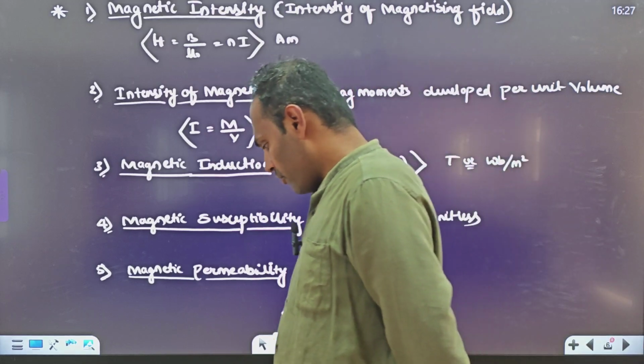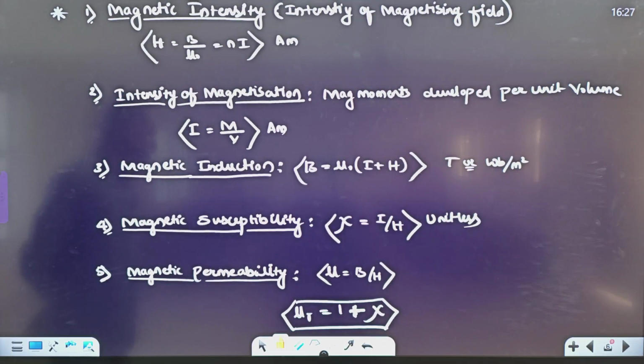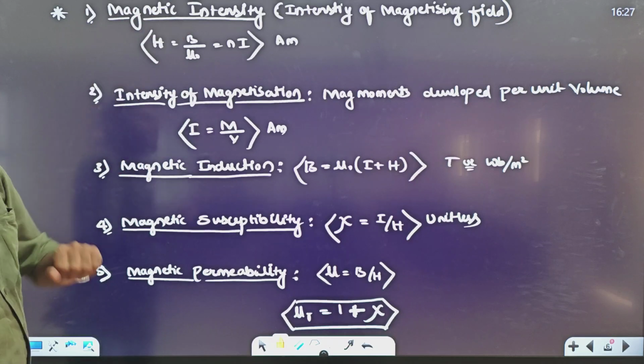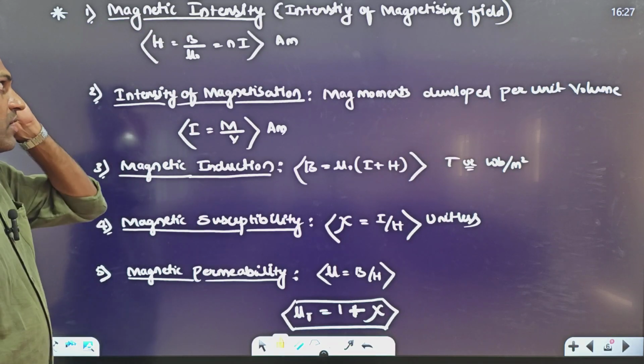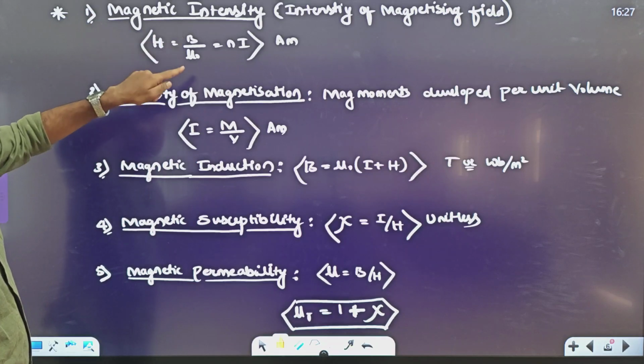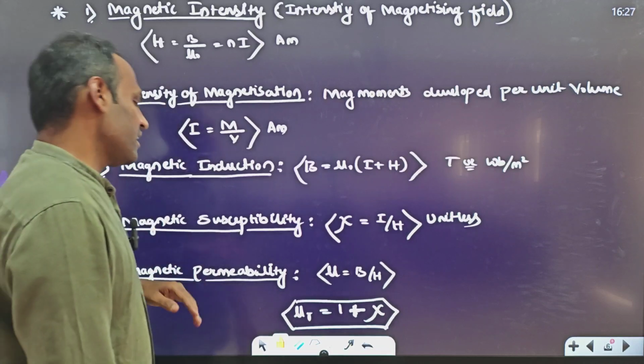See, before going to magnetic materials, we should know these terms. This is theory, you just have to remember the formulas. I'm just going to remind you of these things. Magnetic intensity or magnetizing field, what we call magnetic intensity, its formula is B divided by mu naught or N into I. SI unit is ampere per meter. What is this magnetic intensity?